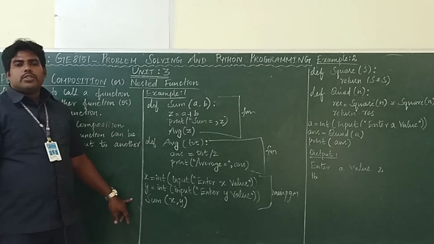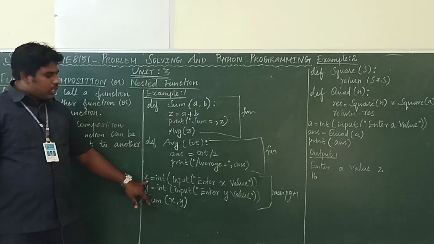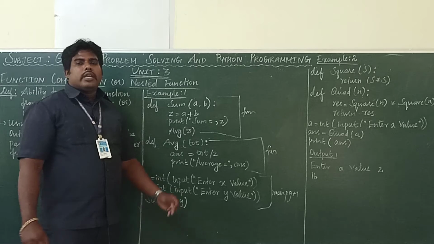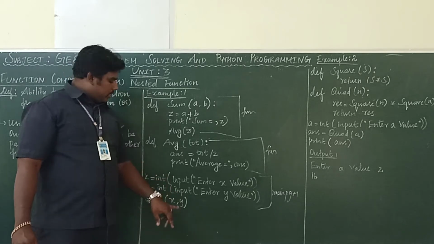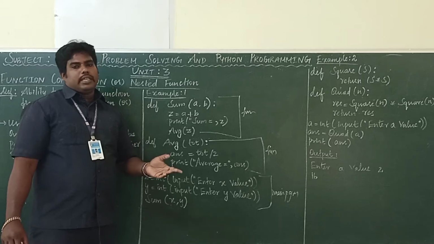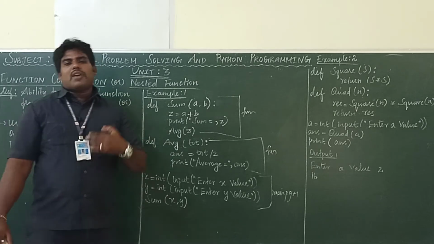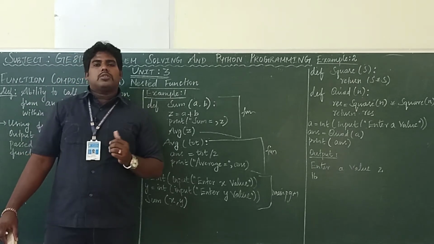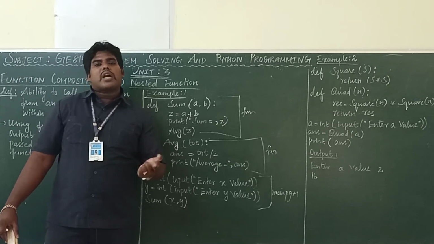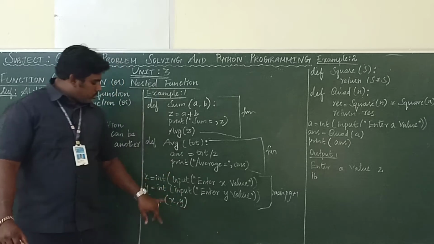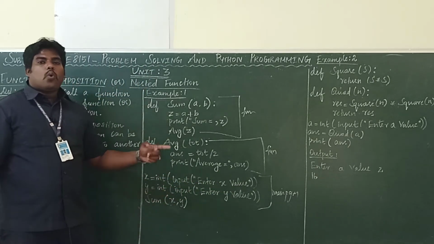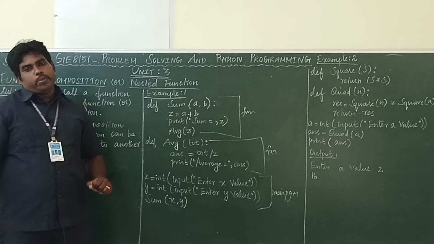So, I want to get two values as input. So, x equal to, how do you get the input from the user? int(input()). input() is a function to get the input from the user. Normally, the input function is used to get the input, but it will get it as a string. You want to convert it into an integer. So, int(input()). Here you are passing a string that you want to display in the output.